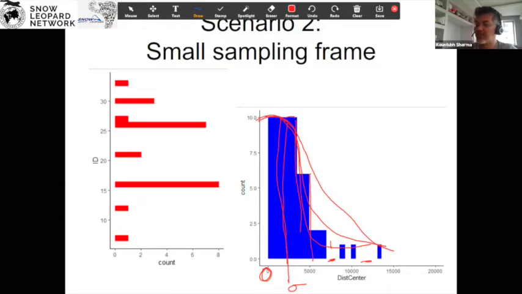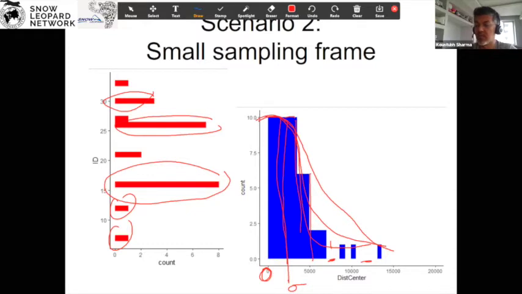If you look at the red bars here, you will see that, again, 1, 2, 3, 4, 4 snow leopards have ended up with just one encounter each. Yes, there are a couple of snow leopards for which we've got a lot of encounters, like snow leopard number 15, number 25, number 30. They've given us more than one encounter.